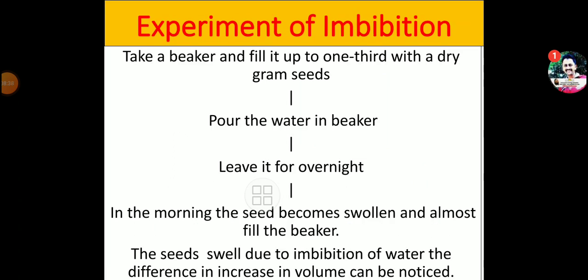One experiment you have to do at your places, a very simple experiment. If you carry out this work, you will not be able to forget the imbibition process; it will definitely be engraved on your mind. Very interesting thing is there, and when the imbibition process takes place, you will be able to remember. So you have to do the experiment.